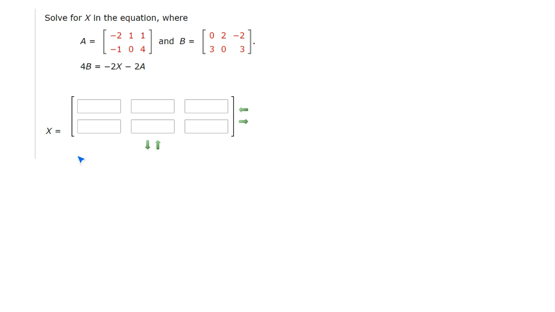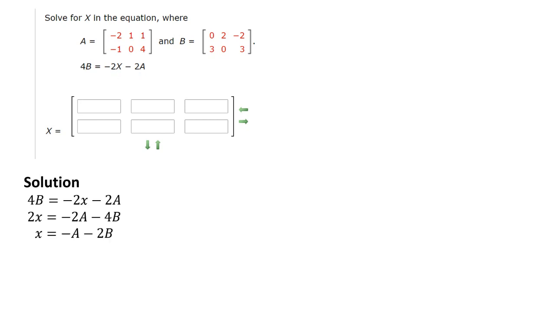Okay, so here's another one. It says solve for X. So it looks all crazy here, but what we could do first is actually just take the equation and solve for X. So I'm going to add 2A on, I'm going to add the -2X to the left side, so that becomes 2X equals -2A, and I brought my 4B to the right side, so I have minus 4B. And then we have divide by 2 here, so we're going to have -A minus 2B.